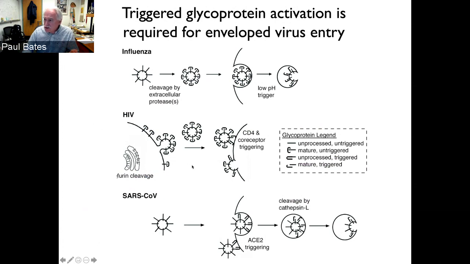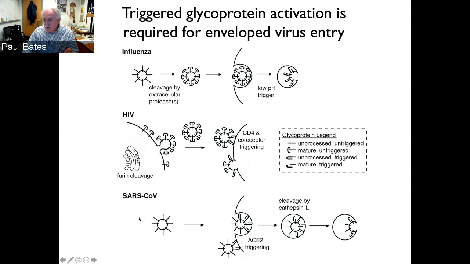HIV is a bit different. So HIV uses as its trigger binding to two proteins, CD4 and then a co-receptor. And upon binding to the co-receptor, again, the viral glycoproteins undergo these conformational changes that allow fusion peptide insertion and eventually membrane fusion.